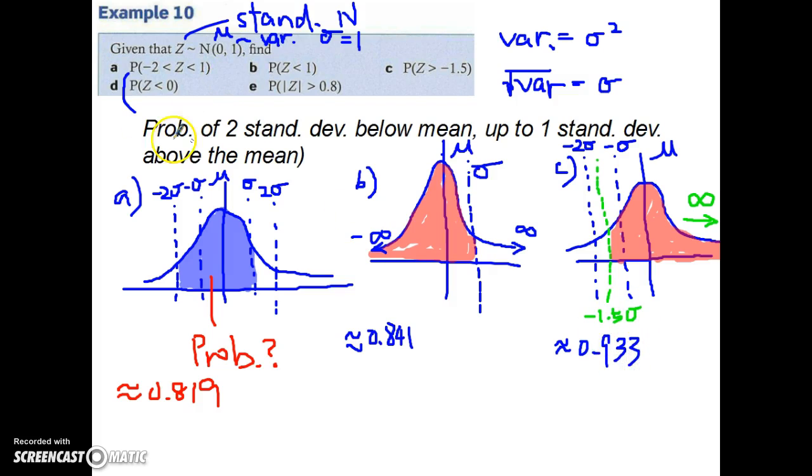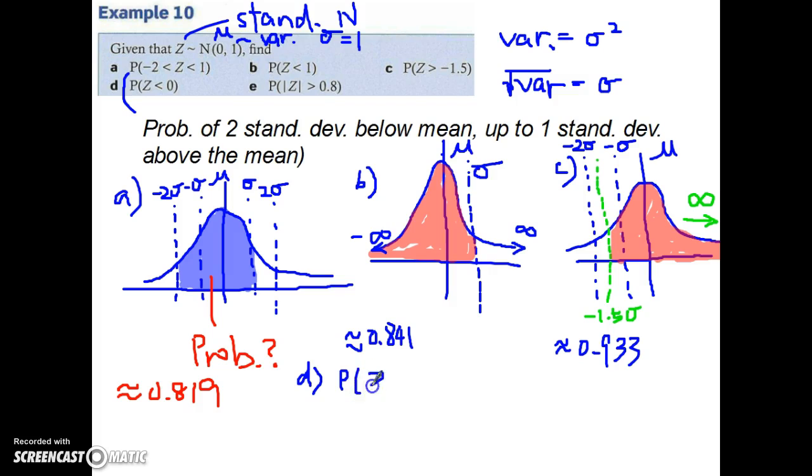Okay? Last one. I'll do part D. I'll leave part E for you guys. You might want to talk to me when you're done with that. So let's do D first. Our last example.